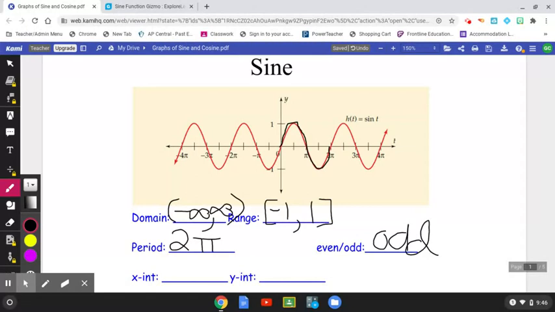Okay, the y-intercept. Now notice that sine actually goes through the origin. So your y-intercept is (0, 0). Now the x-intercepts are actually infinite because as this graph keeps going from negative infinity to infinity, it repeatedly crosses the x-axis. So to identify the x-intercepts, we basically have to find a pattern, okay?